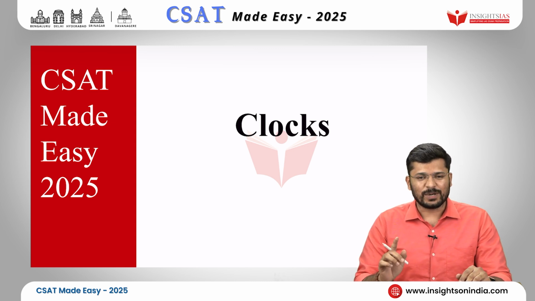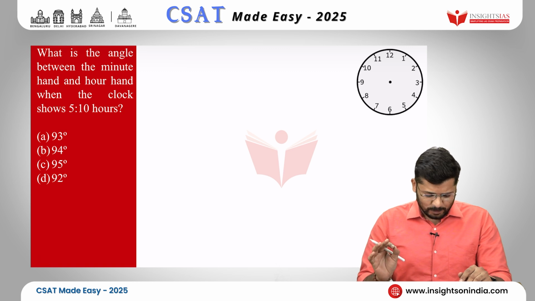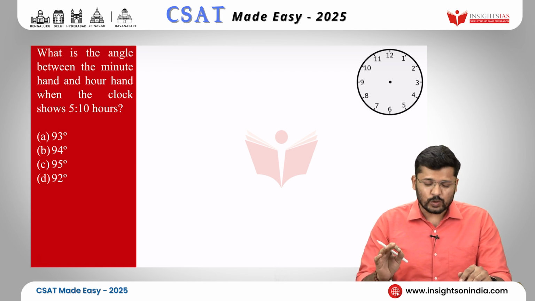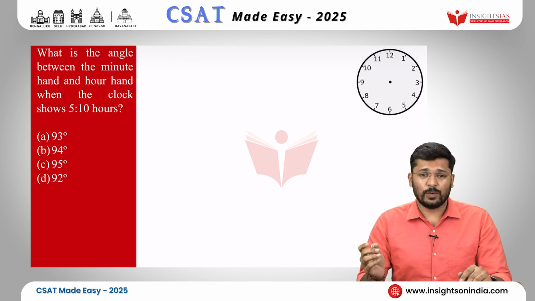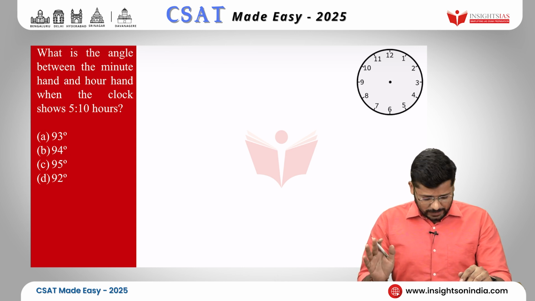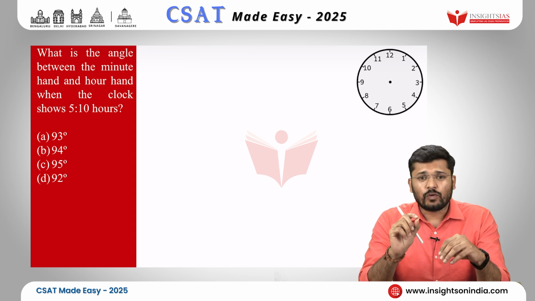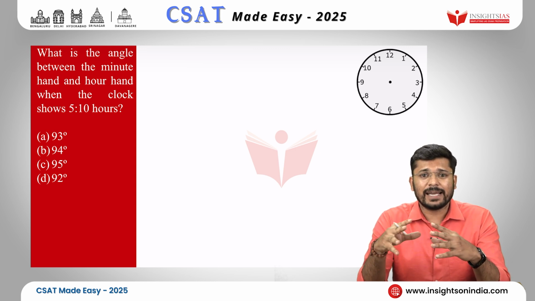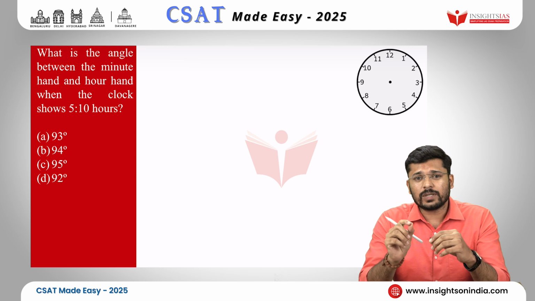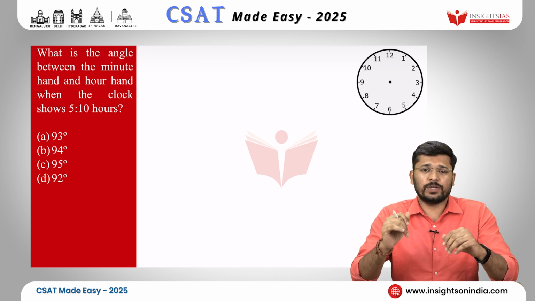We shall look at question number 1 now. What is the angle between the minute hand and the hour hand when the clock shows 5:10 hours? Okay, what is the question telling us? The time is 5 hours 10 minutes, and in an analog clock, what would the angle be between the hour hand and the minute hand? How do we solve this?